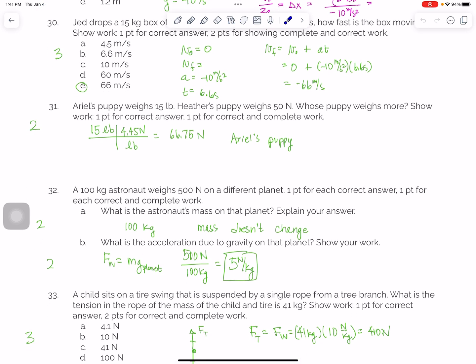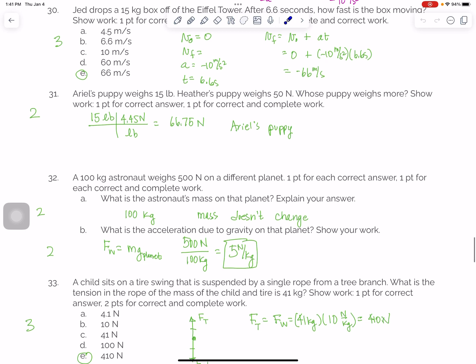All right, Ariel's puppy weighs 15 pounds. Heather's puppy weighs 15 newtons. It doesn't matter whether you put Heather's puppy into pounds or Ariel's puppy into newtons. I did Ariel's puppy into newtons. So 15 pounds times 4.45 newtons per pound gives me 67.75 newtons. That is a bigger number than Heather's puppy, so Ariel's puppy is heavier.